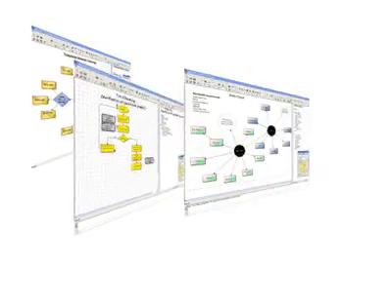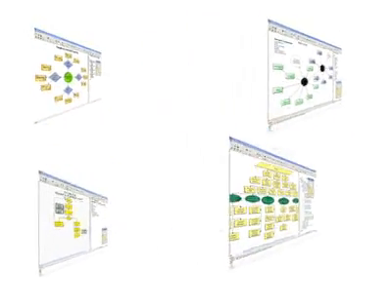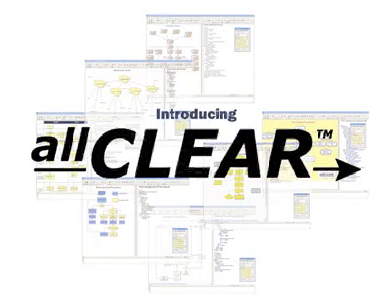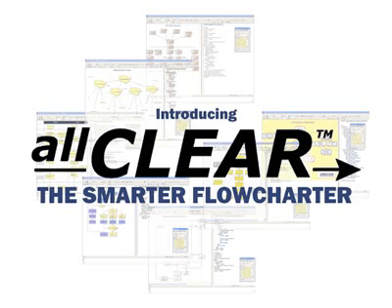Do you spend hours building process maps? Have you had to change them again and again? Would you like to do this in minutes, not hours?